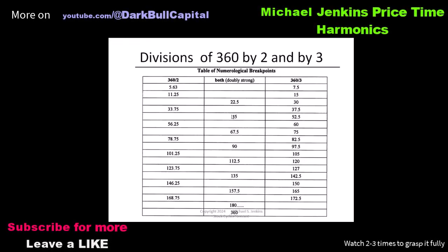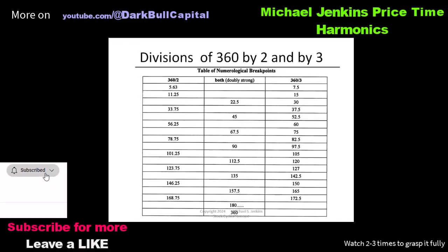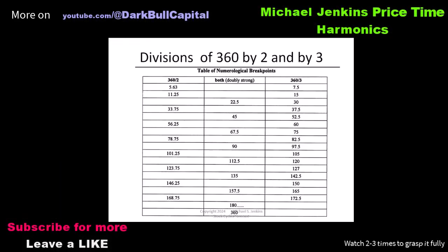And note that these are your square of 9, 22 and a half degree cycles. So all trading is going to come out of these divisions.